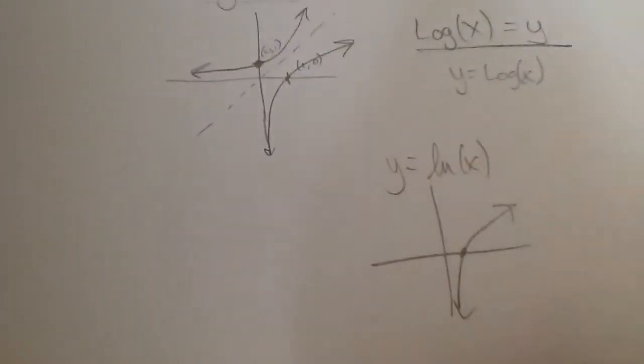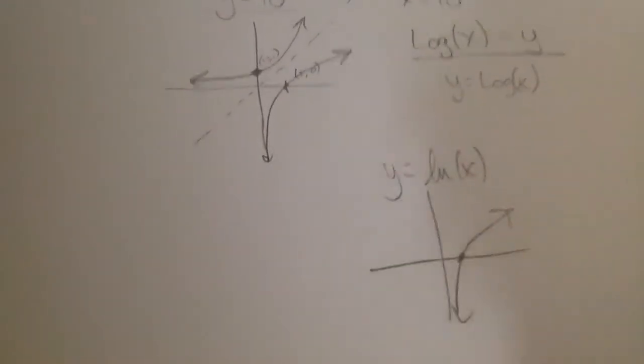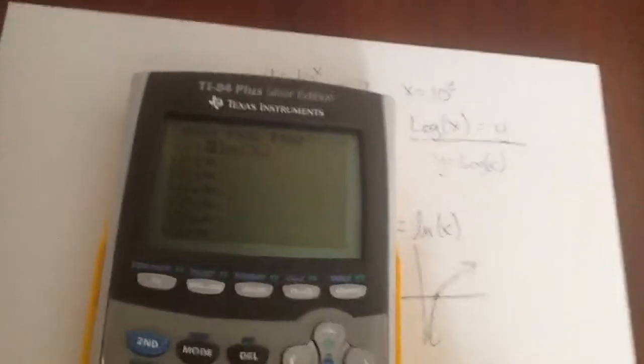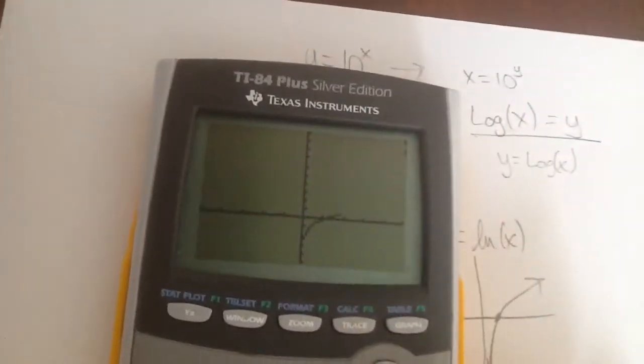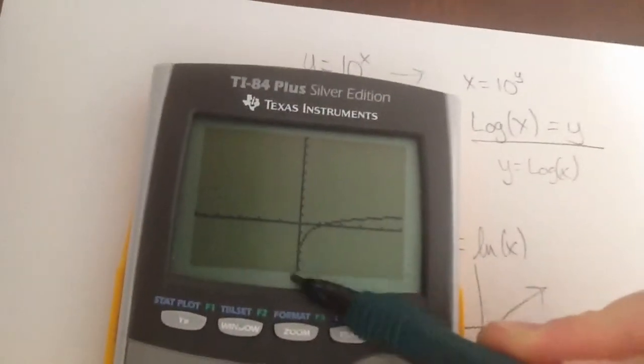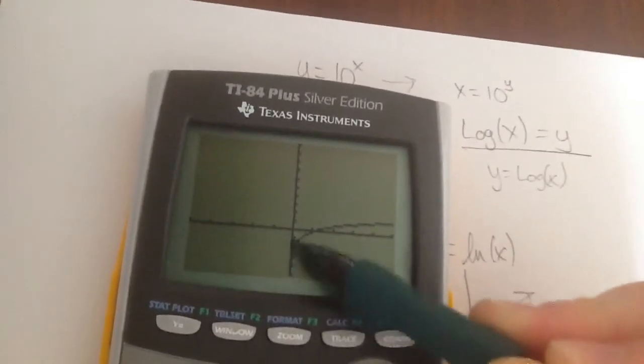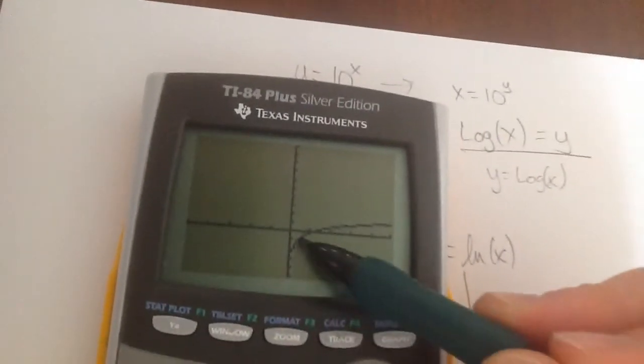Remember, ln is log base e, and e is just a number, 2.71 something. So they all look about the same, and if we graph it real quick, y equals ln of x, there it is. Your calculator's not good at showing that it runs down along the y-axis there and that there's an asymptote. It looks like it hits it, but of course it doesn't.